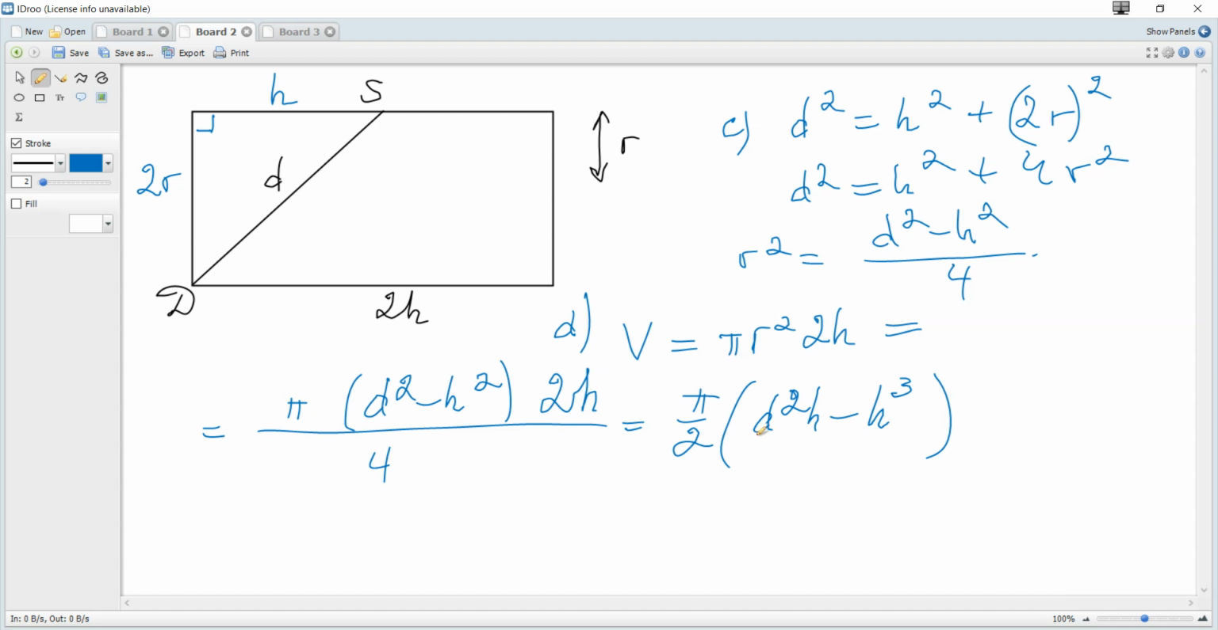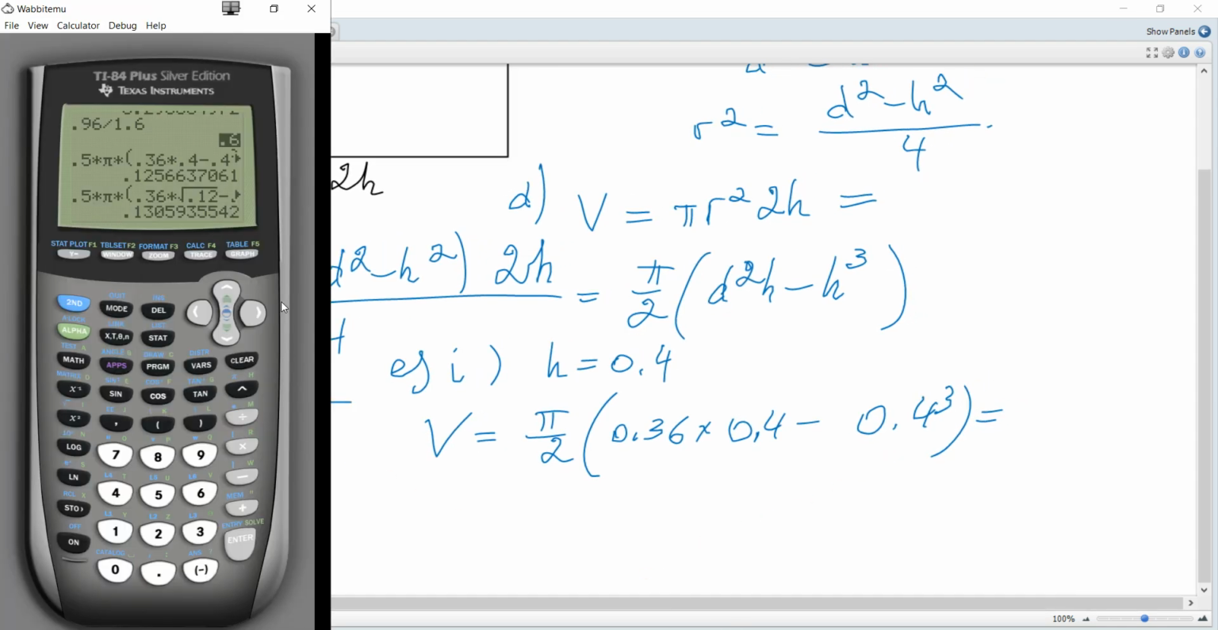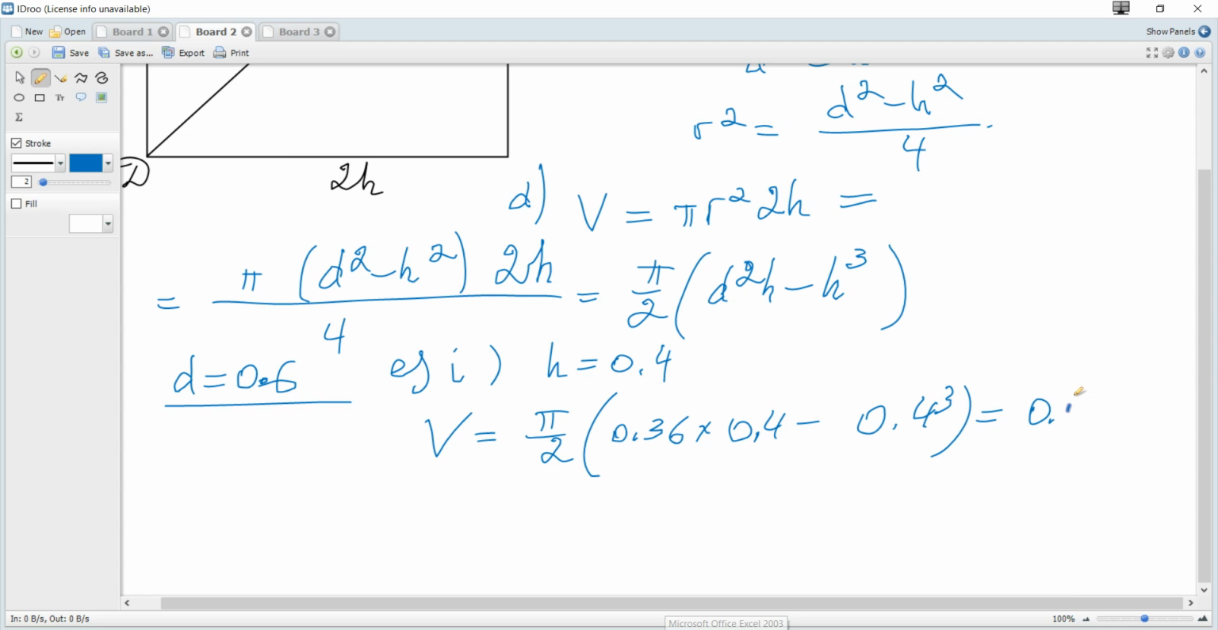The remainder of this question considers the shape of barrel that gives the best value when d is 0.6. Question E. Use the formula from part D to find the volume of this barrel when h is 0.4. So you need to calculate the volume for d is 0.6 and h is 0.4. So it becomes pi over 2, d squared is 0.36 times 0.4, minus 0.4 cubed, and it's 0.126 to 3 significant figures meters cubed.